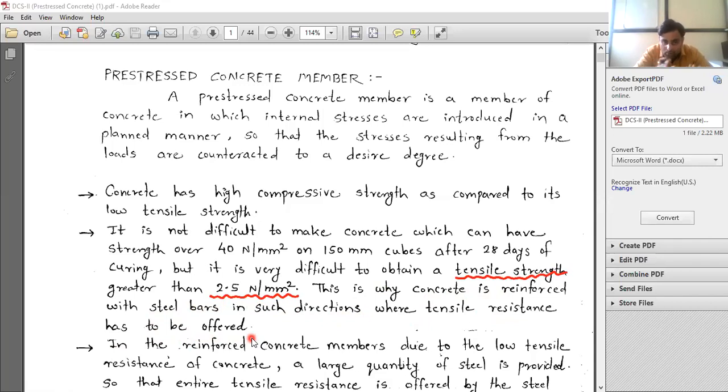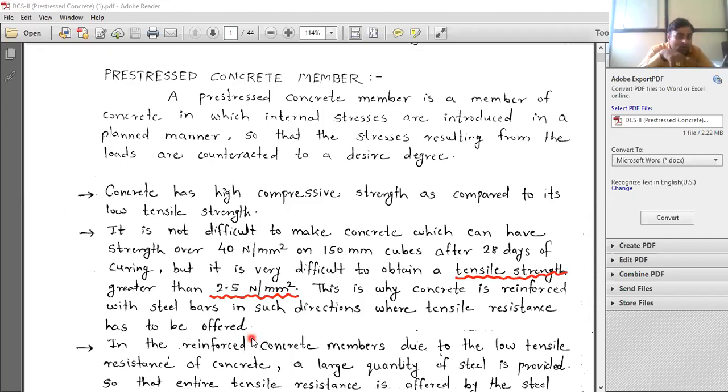See, what is told in this point, we are having high compressive strength of the concrete. We can achieve the compressive strength of the concrete greater than 40 Newton per mm square also. Okay, but concrete is having very low tensile strength. It is not greater than 2.5 Newton per mm square. 2.5 कुठे and 40 कुठे. Okay, so tensile strength is very very less. Okay, म्हणूनच पुढे काय म्हटलेलं आहे, so that is why the concrete is reinforced with steel bars.